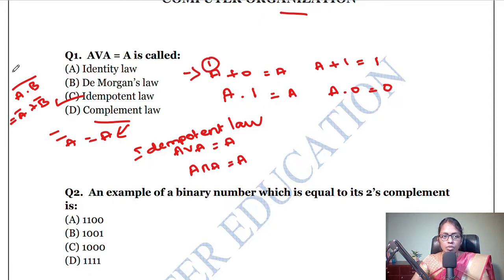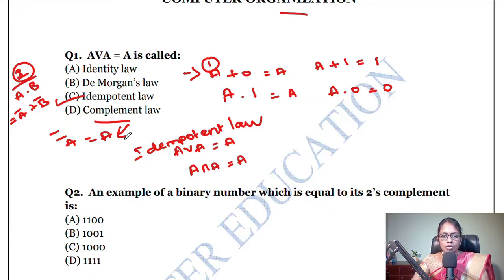De Morgan's law is what? (A dot B) bar equal to A dash plus B dash. So this is De Morgan's law. Idempotent law: A OR A is equal to A, or we can say A AND A equal to A. So this is the idempotent law. So the first question's answer is option C.